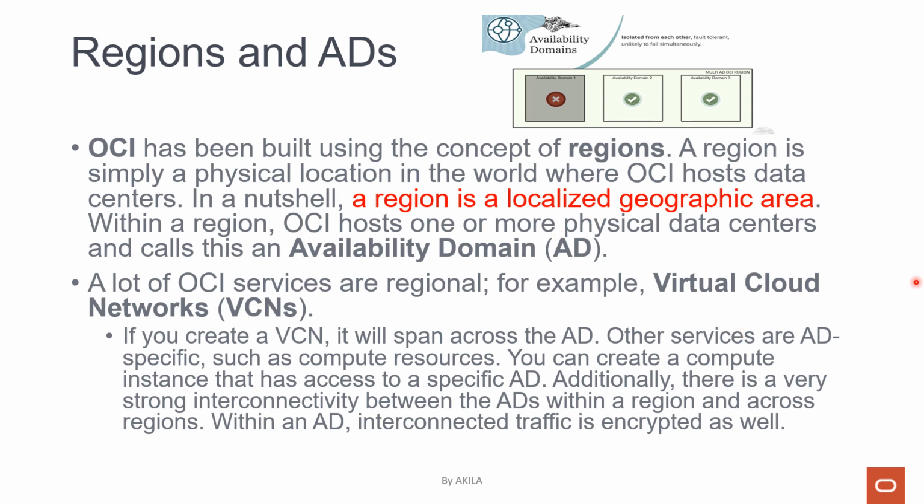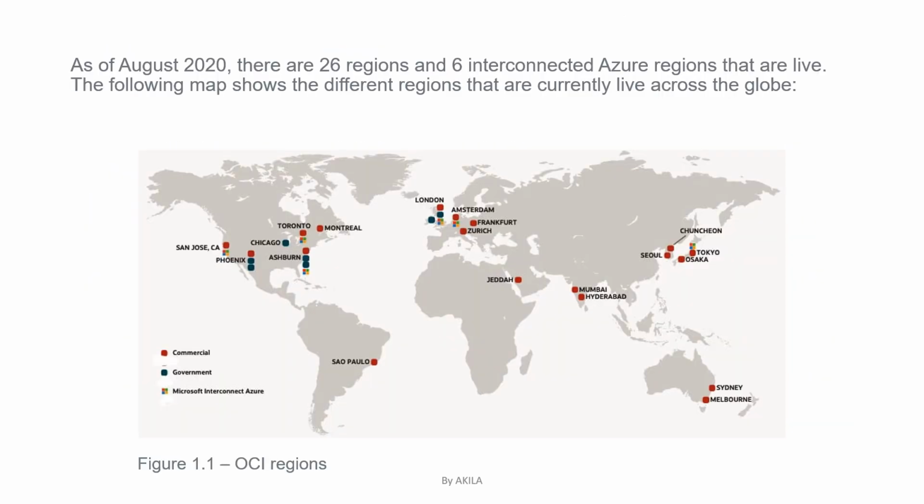So right now we have studied what cloud is, why we need to study cloud, what the top companies are, what the various cloud services available are, and then coming to Oracle Cloud Infrastructure, regions and availability domains, and the meaning of availability domain. Now these are the OCI regions. As I said, from August 2020 they have created 26 regions and 6 interconnected Azure regions that are live. So these are the different regions available.